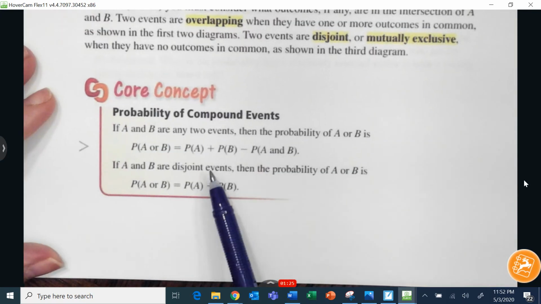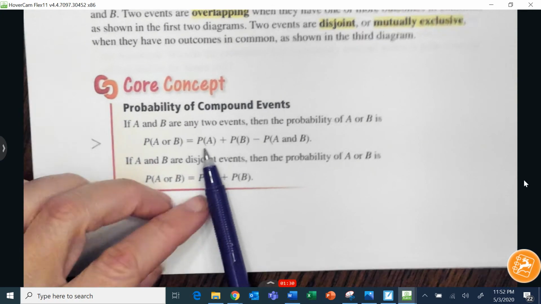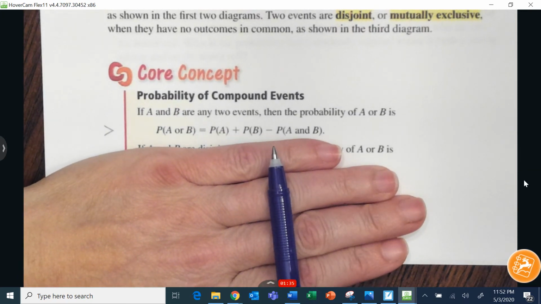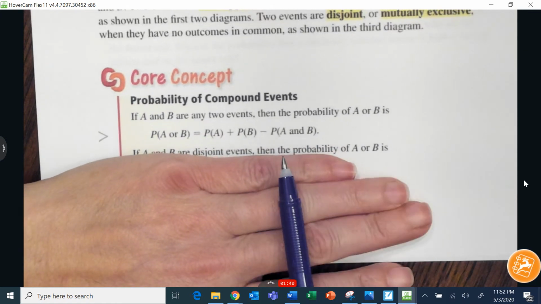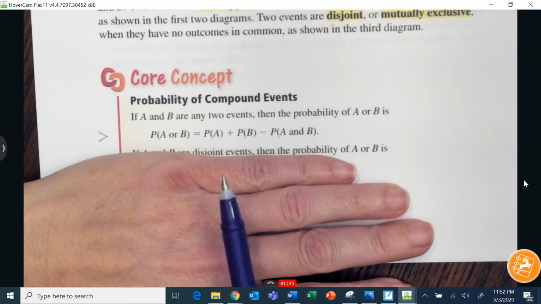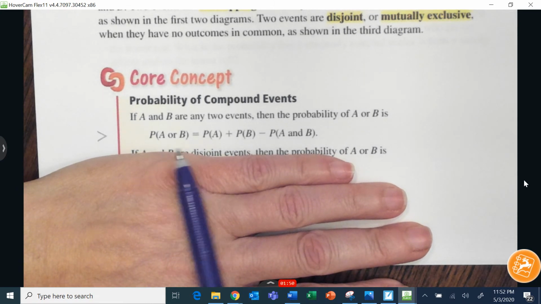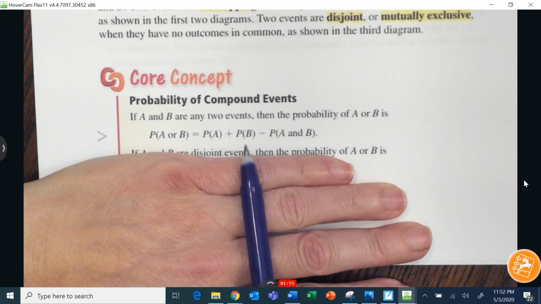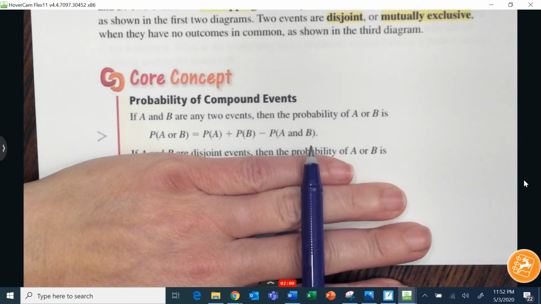So here's how you'd find the probability of compound events. I'm really just going to use the first one, because if I have to think about two separate formulas that are similar, sometimes they get confused. The first one works for everything, and I'll show you with our first example how it works. If we want to find the probability of A or B, we take the probability of A and add the probability of B, and then we subtract off the probability of any outcomes that they have in common.